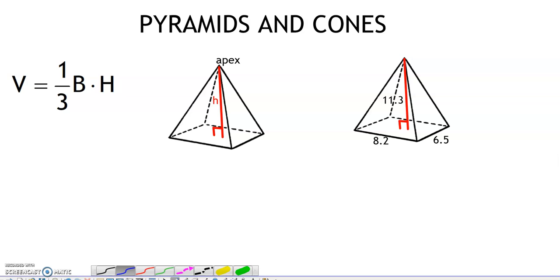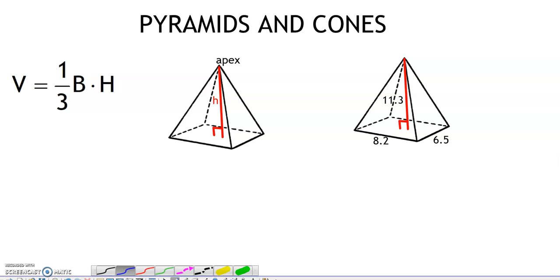The sides of the pyramid are triangles. The tips of the triangles come together at the apex. The volume of a pyramid is 1/3 times B times H. Capital B is the area of the base figure. Capital H is the height of the pyramid.